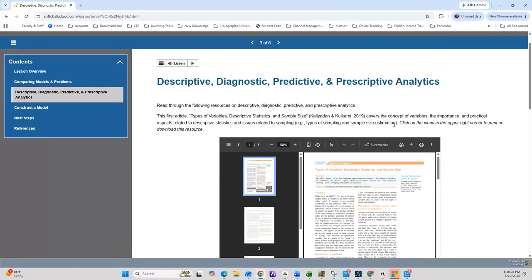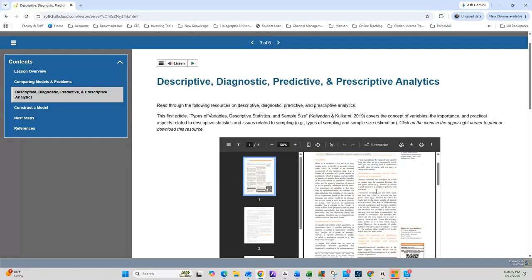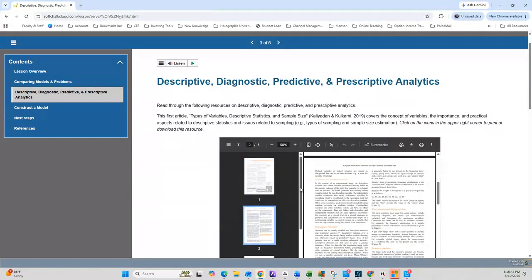Click on the icon in the upper right hand corner to print or download this resource. Here is the print button. This is going to help you with your assignment, so make sure you read through this.